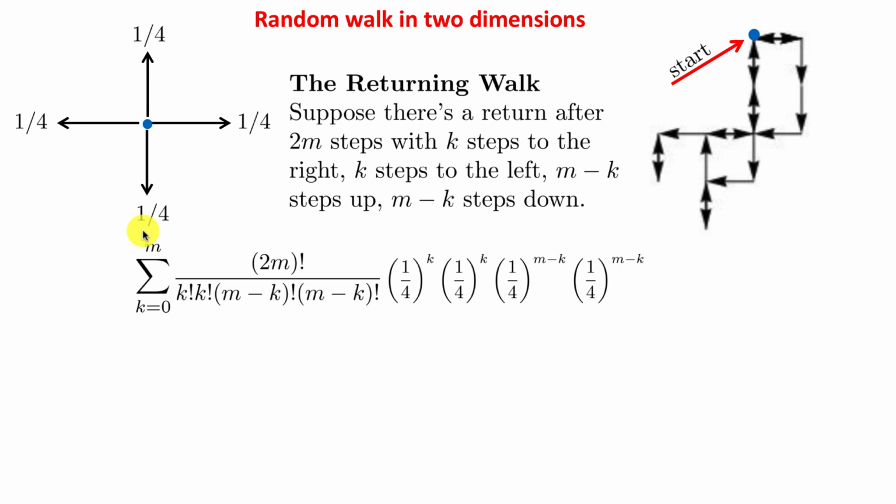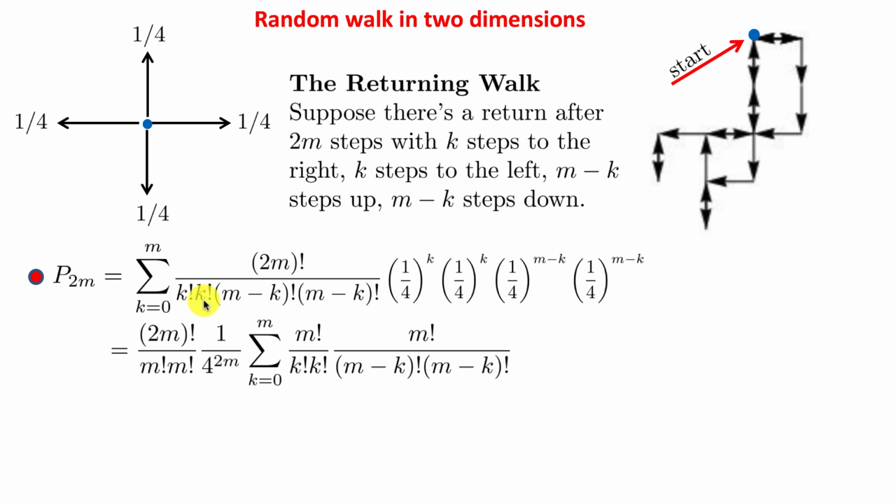And this, of course, is what we call P2M in two dimensions. In one dimension, there was no summation. There was only a fixed number of steps to the right. Of course, you can ask what will happen in three dimensions. In that case, you would have 2M factorial, and then instead of 4 factors below, you would have 6 factors below, and you would have 2 summations, but that's for later. Well, now let's simplify.